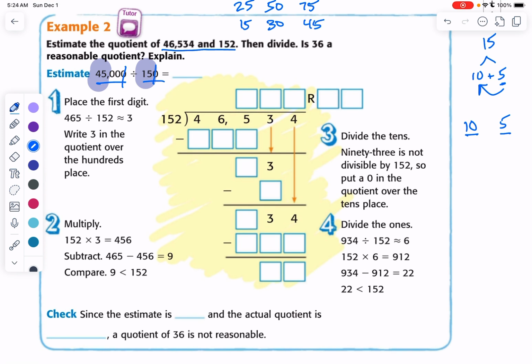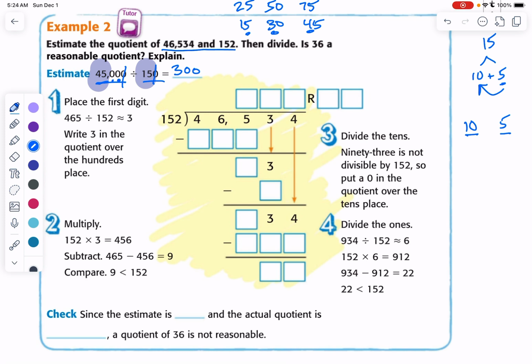Oh, there's our number. Okay, so that's 1, 2, 3. 45 divided by 15 is 3. And then, other than the zeros we crossed out, there are 2 more zeros, so I need to put those on the end. 45,000 divided by 150 is 300. So I know that my quotient is going to be approximately 300.